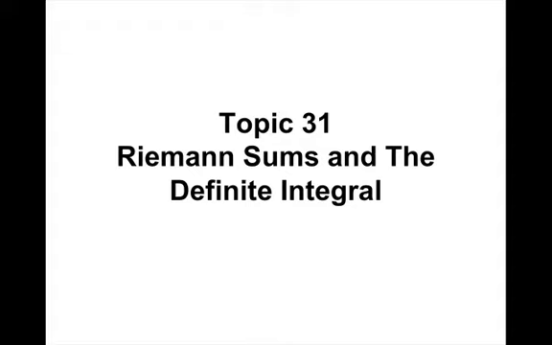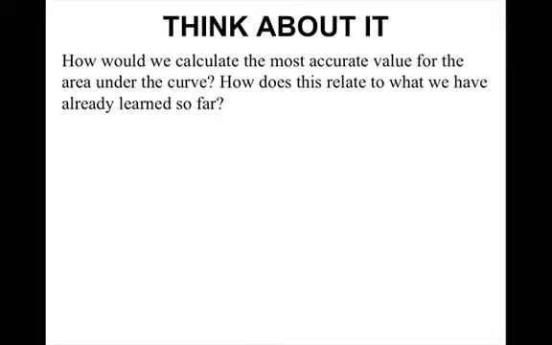Hey calculus class! Today we're going to learn topic 31, Riemann sums and the definite integral. So, how would you calculate the most accurate value for the area under the curve? How does this relate to what we have already learned so far?